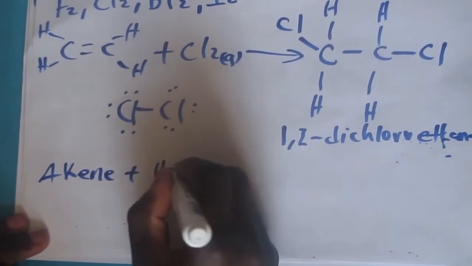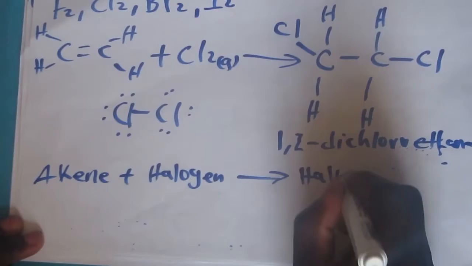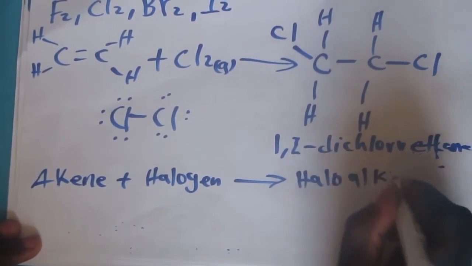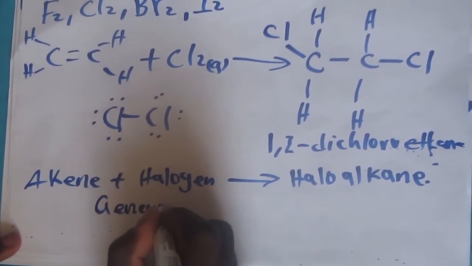So in general, we can say that an alkene reacted with a halogen, you end up getting a haloalkane. That is now the general equation.